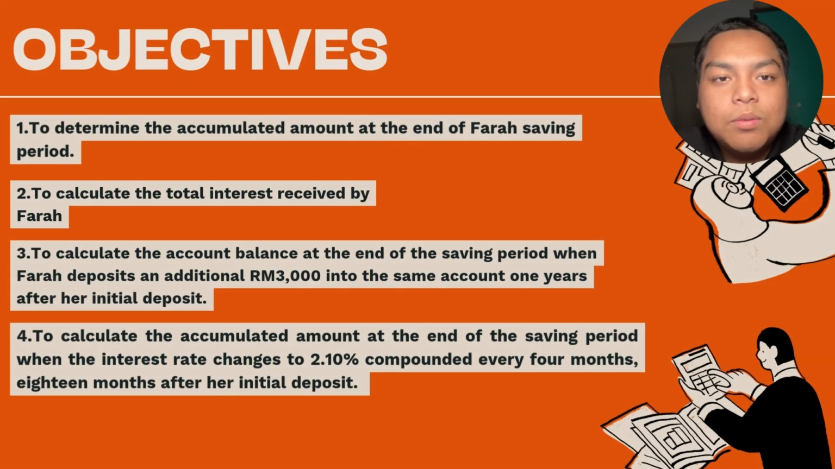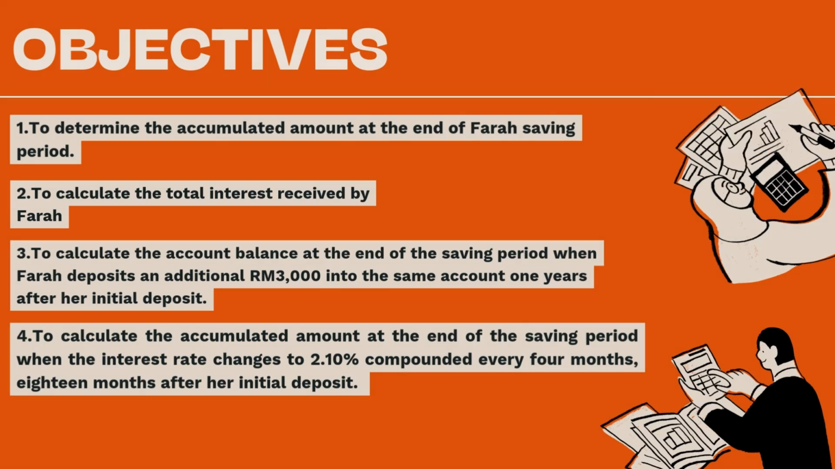Next is objective for case study 1. Number 1 is to determine the accumulated amount at the end of Farah's saving period. Number 2, to calculate the total interest received by Farah. Number 3, to calculate the account balance at the end of saving period when Farah deposits an additional 3,000 into the same account 1 year after her initial deposit. Number 4, to calculate the accumulated amount at the end of the saving period when the interest rate changed to 2.10% compounded every 4 months, 18 months after her initial deposit.